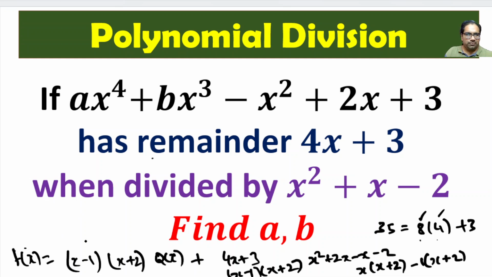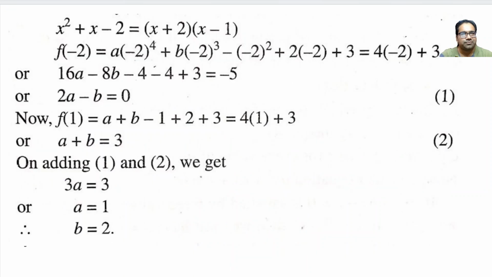Now, with x - 1 and x + 2 there, if you put x equals 1, this entire part will become 0. If we put x equals 1, x - 1 is 0, so this entire part will be 0, and we will get 4 into 1 plus 3 on the right hand side, and f(1) on the left. f(1) is basically 4 into 1 plus 3. That is what we are getting. Right, let us do that.